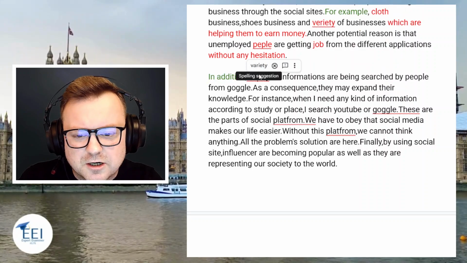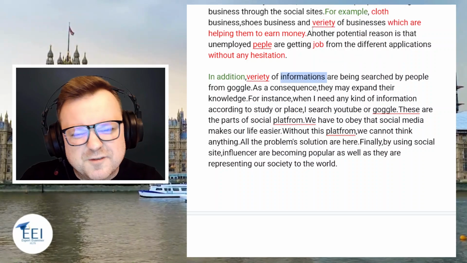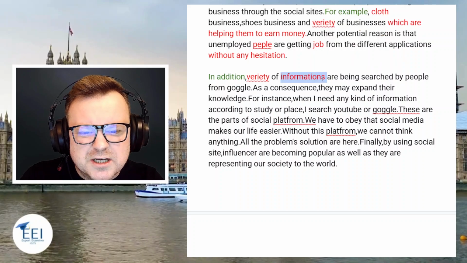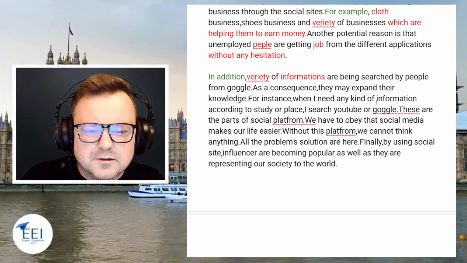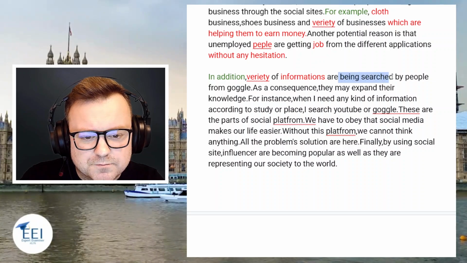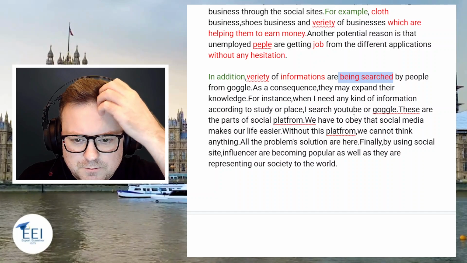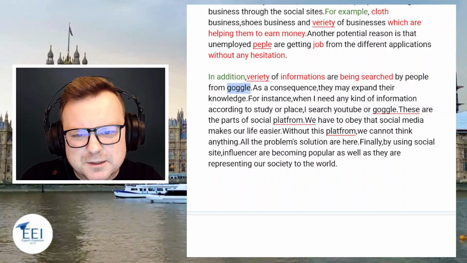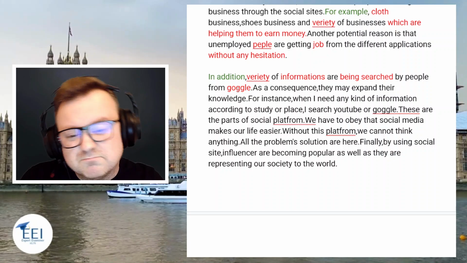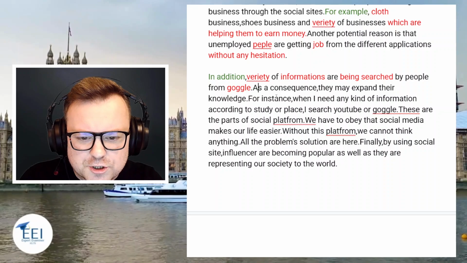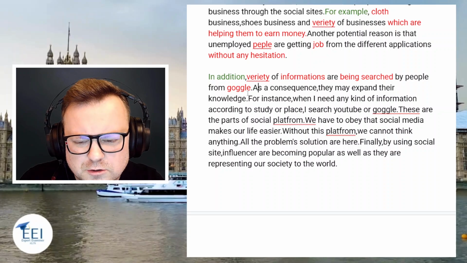Variety, so a variety of, and variety is misspelt. A variety of information. So information is an uncountable noun in English. It doesn't have a plural form. So a variety of information is being searched. Okay, cool. We have some continuous passive here: are being searched by people from Google. Again, capital letter needed. And I would expect candidates to know how to write Google. As a consequence, a variety of informations are being searched by people from Google.